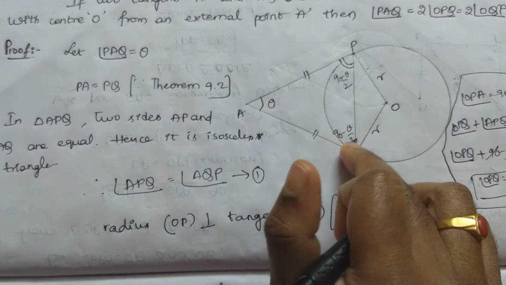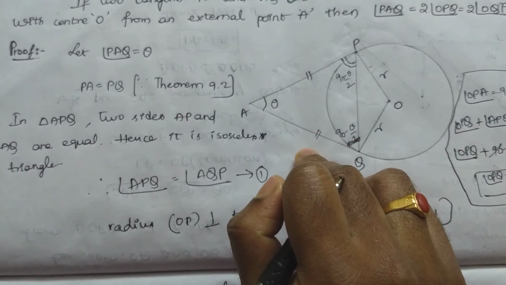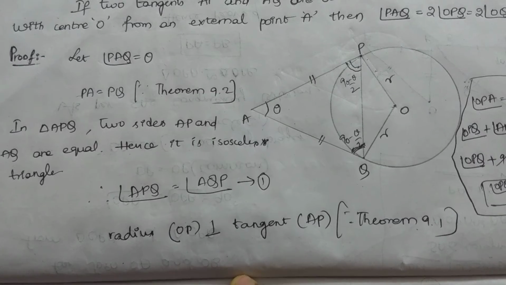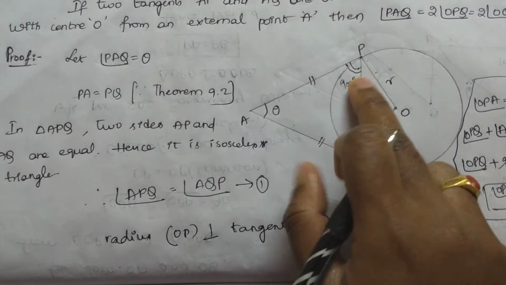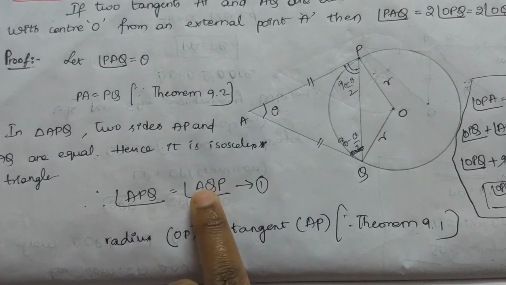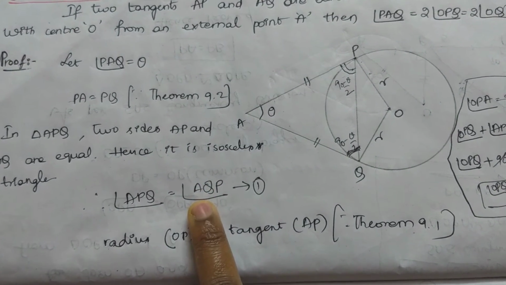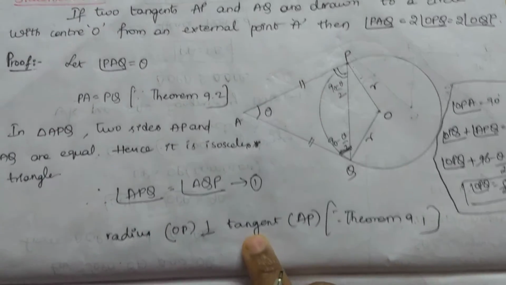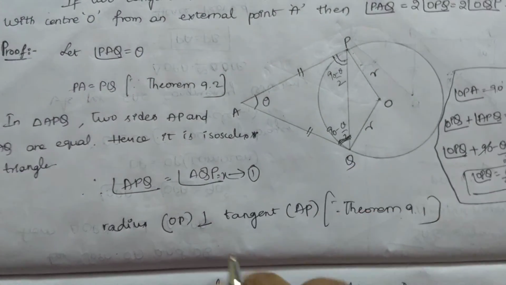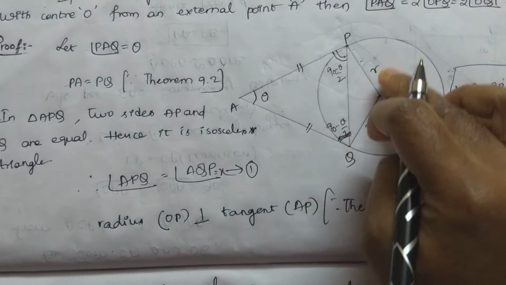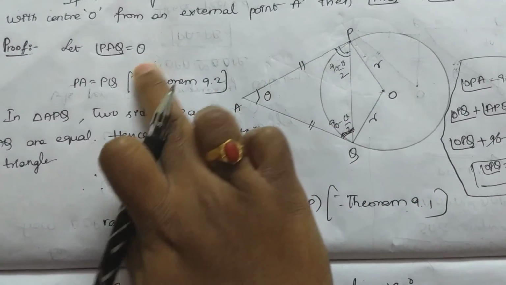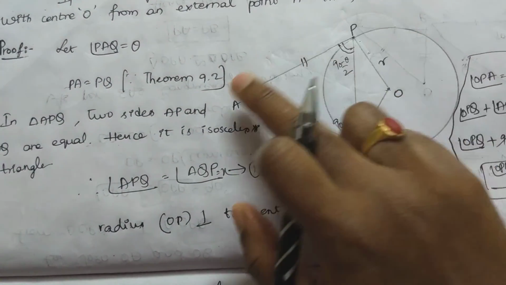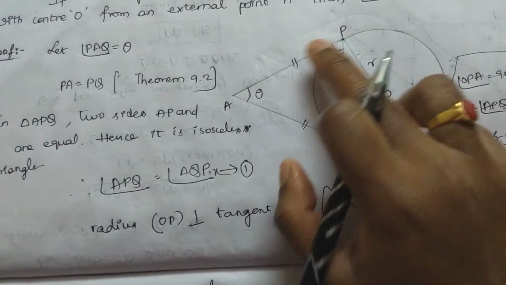When you consider triangle APQ here, if 2 sides are equal, it means the triangle is an isosceles triangle. If the 2 sides are equal, it implies their opposite angles are equal. So from this I have written angle APQ equals angle AQP equals x. Let it be x. That is a recall of theorem 9.2 in statement 3. And the next thing: OP is the radius and AP is a tangent, so the radius is perpendicular to its tangent.